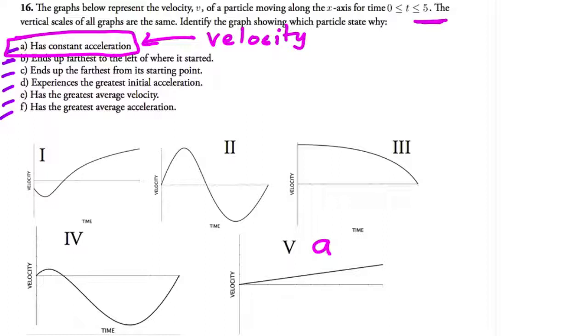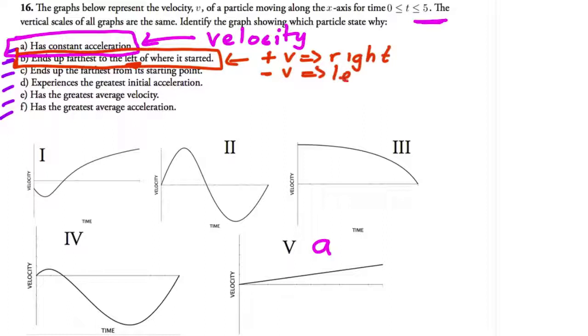Okay, now, which one of these, so let's go on to the next one, ends up farthest to the left of where it started? Remember that these represent velocity, and remember that positive velocity means that you're moving to the right, and negative velocity means that you're moving to the left. So in a sense, what this is asking is which one has the most negative velocity.